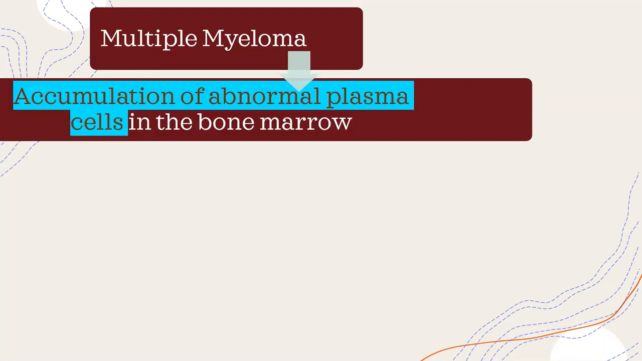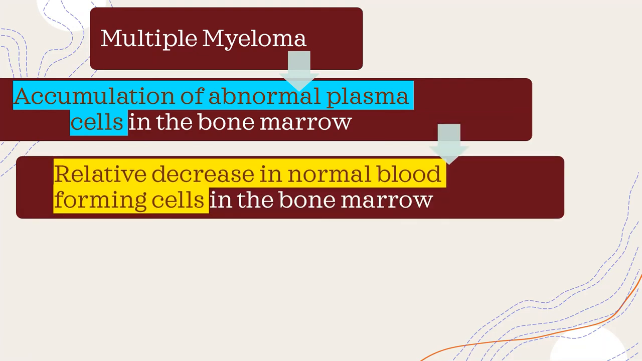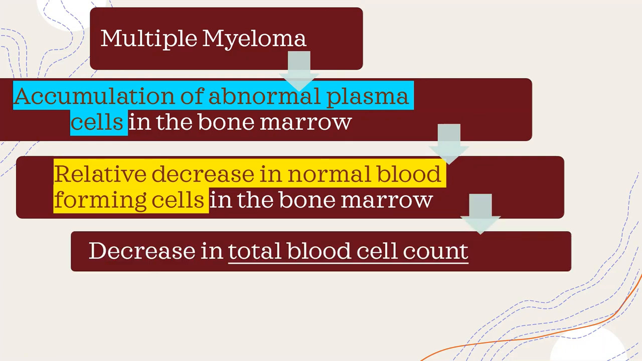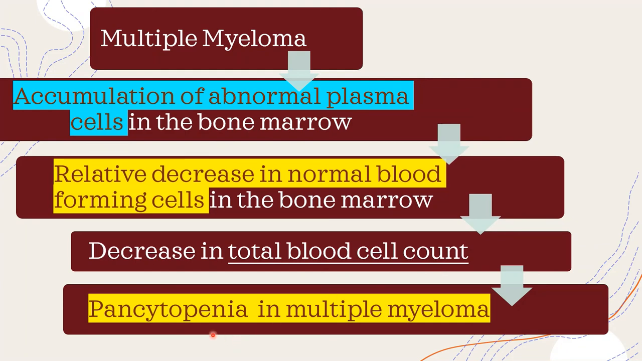So in multiple myeloma, due to an accumulation of abnormal plasma cells in the bone marrow, there is a relative decrease in the normal blood forming cells in the bone marrow. That is, normally in the bone marrow, there are precursor cells, that is, cells that help form RBCs, WBCs, and platelets. But because of the decrease in these normal blood forming cells, there is a decrease in the blood cells, because their precursors are themselves deficient, there is not enough production of the blood cells, leading to a decrease in the total blood cell count. That means there is a decrease in the RBC, WBC, and platelet count, leading to a decrease in the total blood cell count that leads to pancytopenia in multiple myeloma.